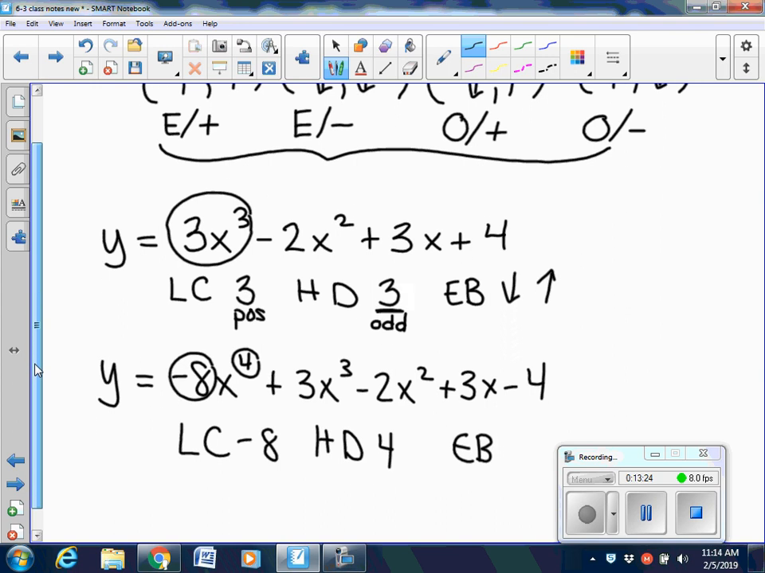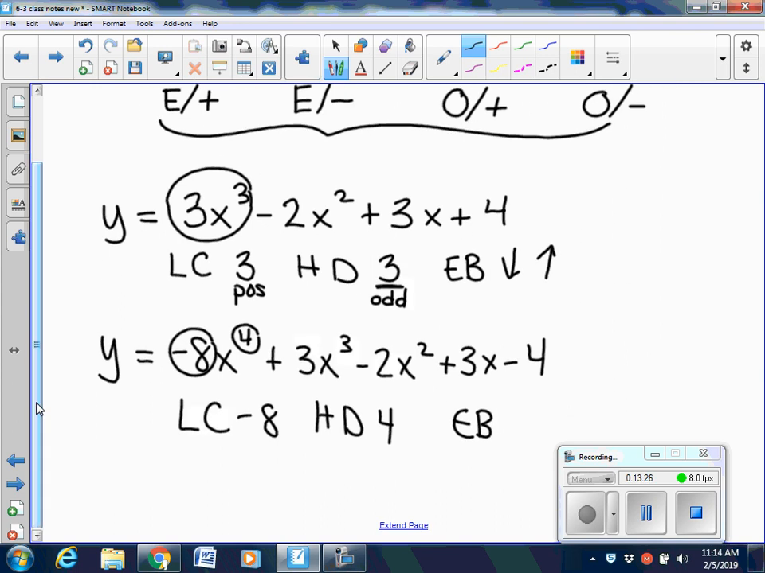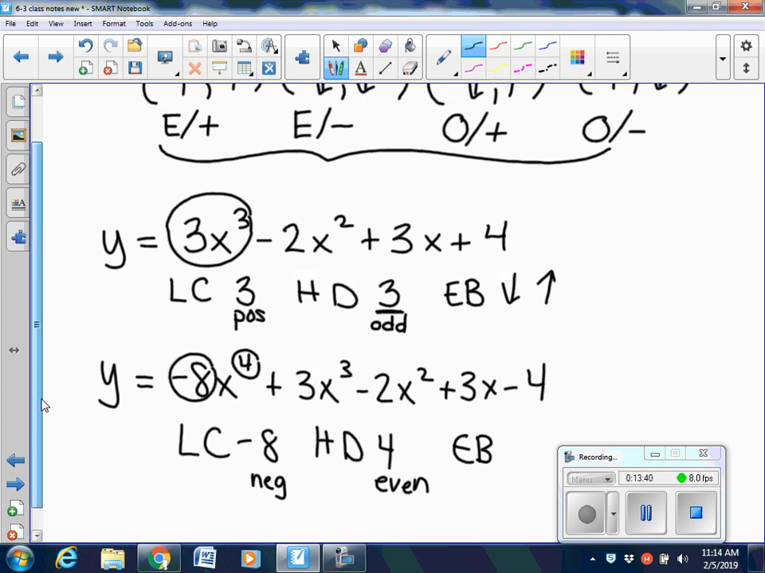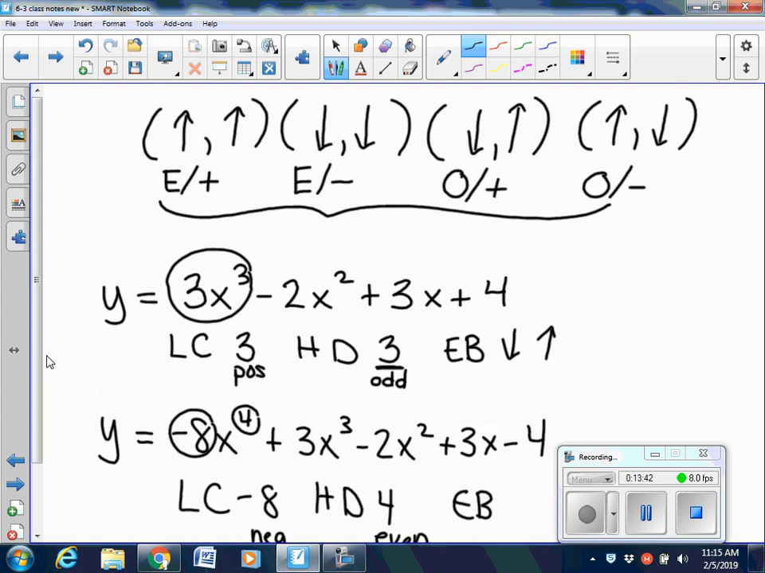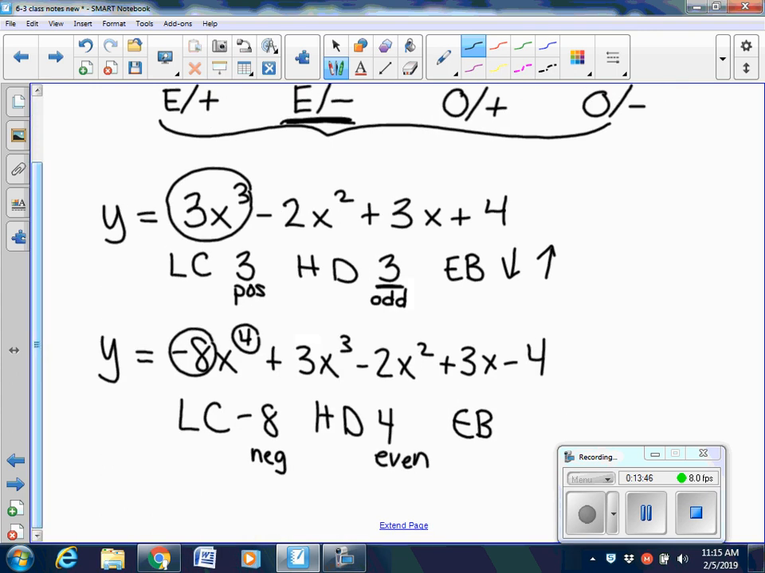And now we look at the last one. I think you guys are catching on to this. The highest degree is 4, and 4 is an even number. And the leading coefficient, I really don't care what the number is. I really care that the number is a negative number. It's a negative even number, and since it's a negative even number, I look up here. It's negative and even, starts down and ends down. So this is called the end behavior model.